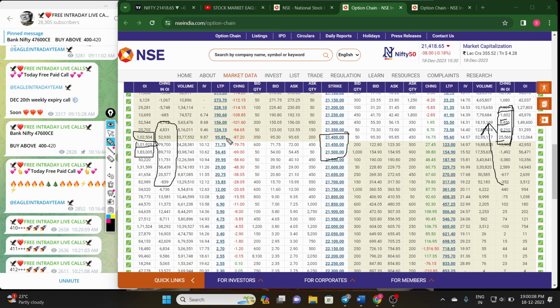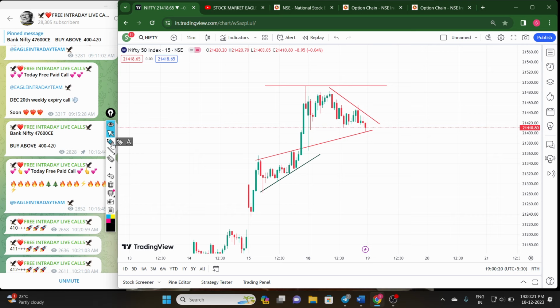Coming to the OTM and at the money premium also, both call and put are the same. It indicates that Nifty is still a game changer. We can take the trend either side: on an upside breakout we can go long, on a downside breakout you have to consider the selling side for Nifty. So tomorrow will be very important for Nifty.